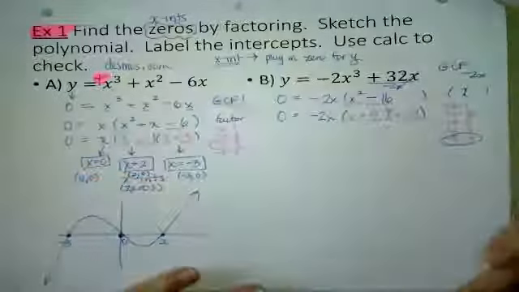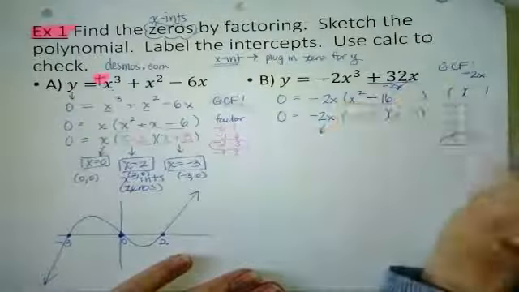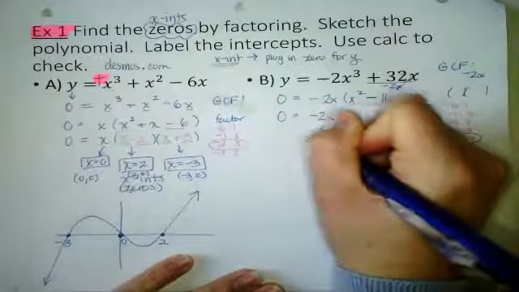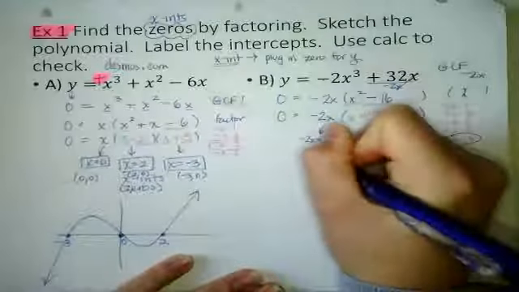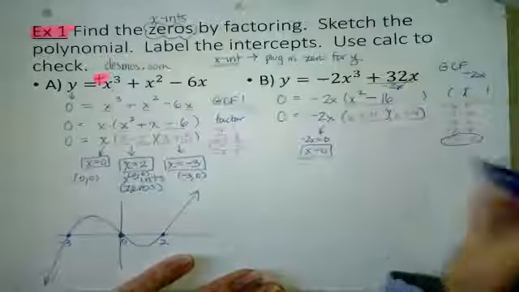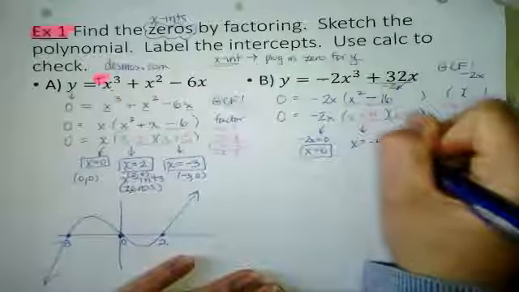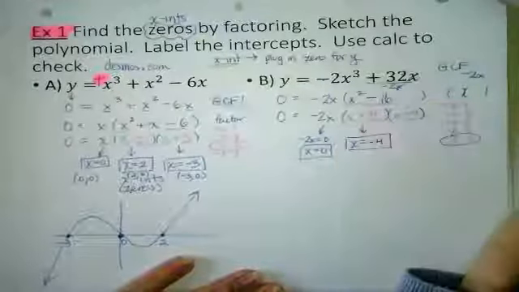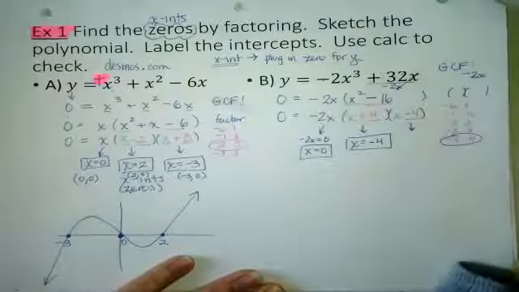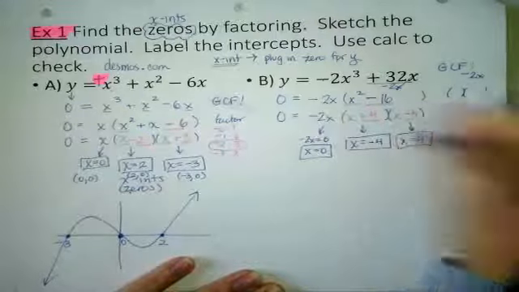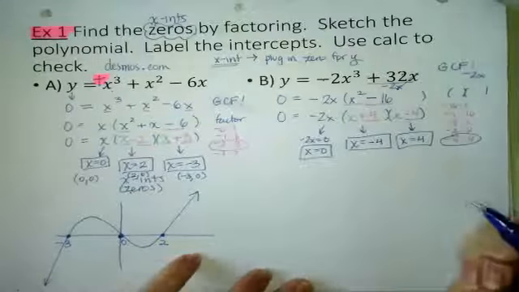All right. And again, we're going to set each factor equal to 0. So here, negative 2x gets set equal to 0. We would divide by negative 2, but it's just 0. X plus 4 gets set equal to 0, and we'd have to move the 4 over, so that's why it becomes negative. X minus 4 gets set equal to 0, and we'd have to move that 4 over, which is why it turns positive. So here are our x-intercepts.